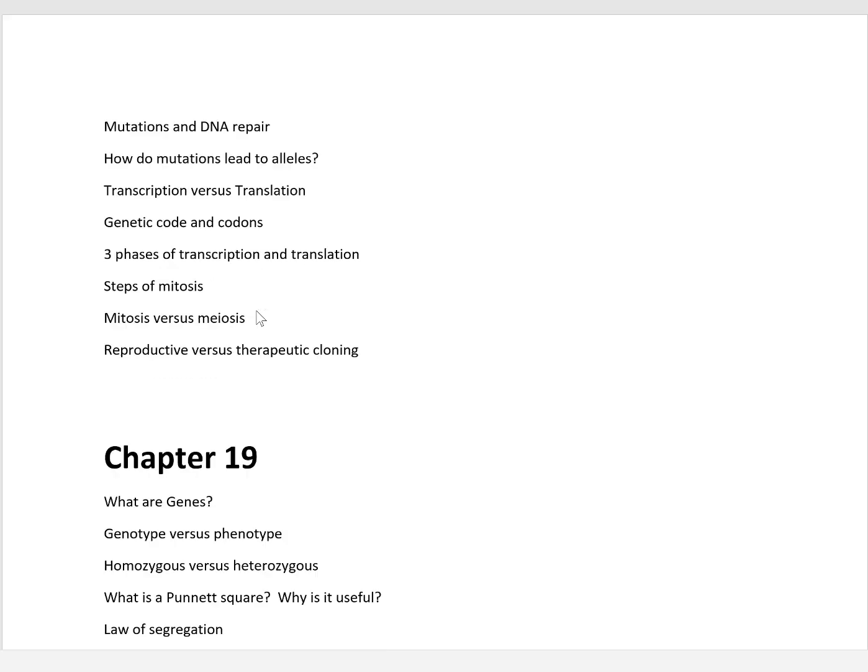All right, the details of transcription versus translation, I'm not going to go through here, but transcription is the conversion of DNA into RNA, whereas translation is the conversion of RNA into proteins.